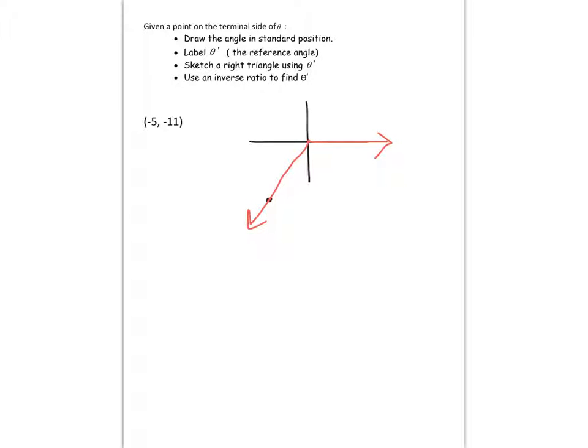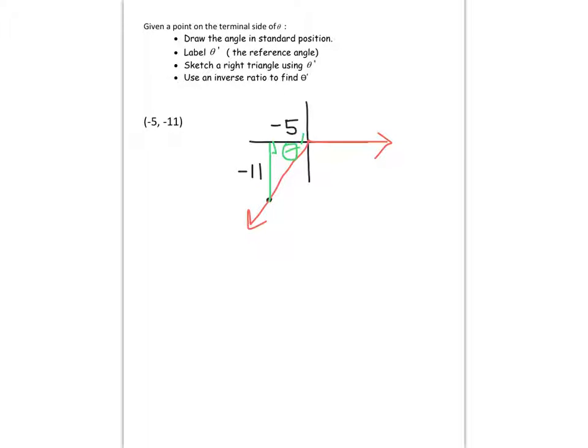Okay, so our reference angle is between where we stopped and the x-axis that we're closest to. And we can draw that straight line up and make our right angle over here. So we can label the sides. We know that we went 5 left, so this is negative 5. And then we went 11 down, so we know this is negative 11.